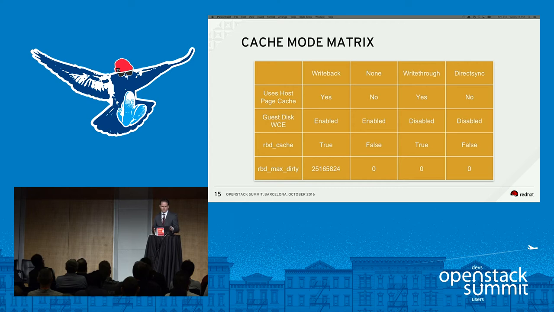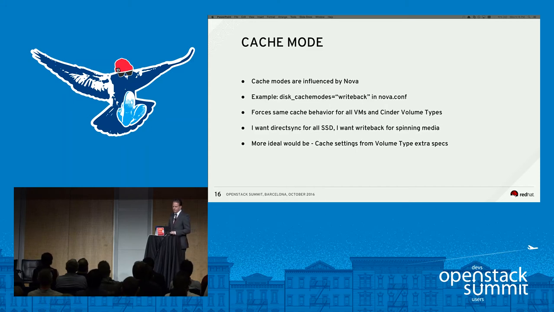The way that this works is that you can set a cache mode in Nova, right? So in nova.conf, you set your disk cache modes to writeback. And that forces the cache behavior of all your VMs and Cinder volume types to use that particular cache, which is kind of strange, at least in my opinion, from a user experience point of view, because I don't want to use caching, right? From the benchmarks that I've done, not having caching turned on when you're using an all SSD volume type is better performing than having the cache turned on at all. But for a magnetic pool, it's going to make a lot of sense to have writeback. The writeback is safe.